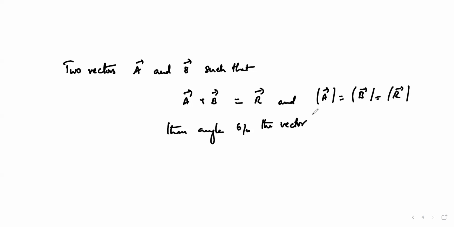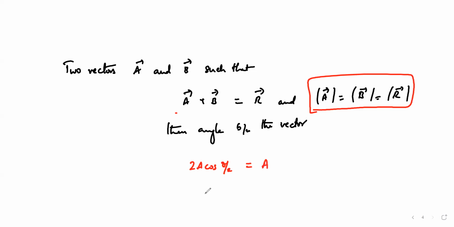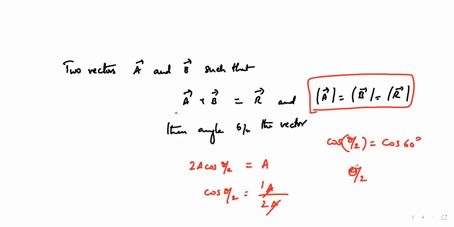Sir, please observe here, sir. They are telling that A equals to B equals to R. So what is R actually? R is 2A cos theta by 2 resultant. So now they are telling that this is equals to A. That means cos theta by 2 is equals to A by 2A. A will get cancelled out. Cos theta by 2 is equals to 1 by 2. So cos theta by 2 is 1 by 2 at cos 60 degrees. So theta by 2 equals to 60 degrees. So theta will be equal to 120 degrees.